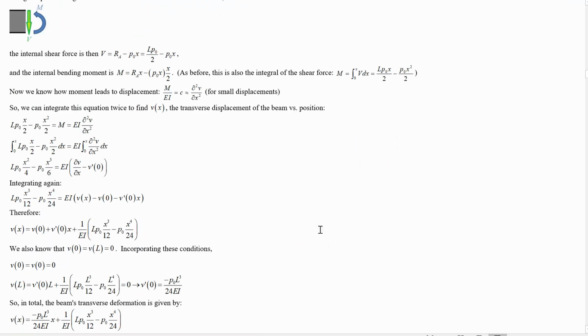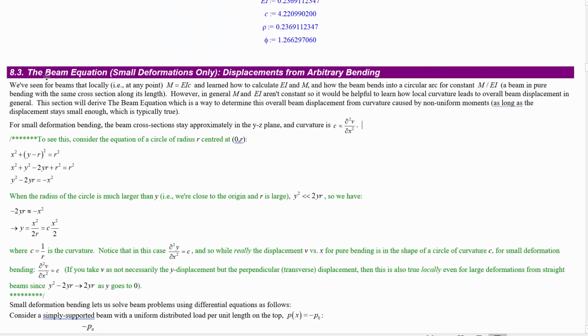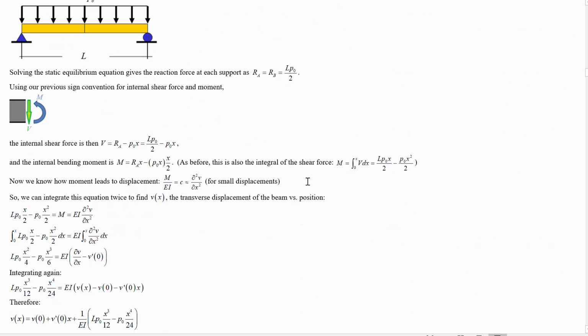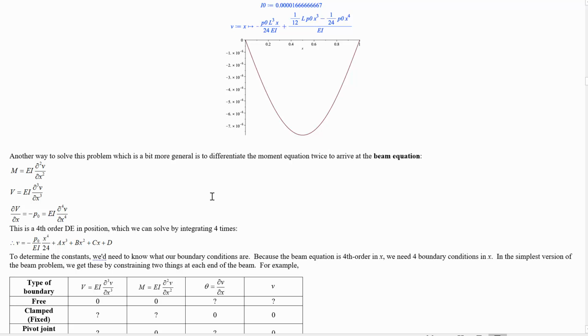Now, what in there of all these equations was actually the beam equation, right? We had this titled the beam equation. Actually, it's none of this stuff. So what is the beam equation?